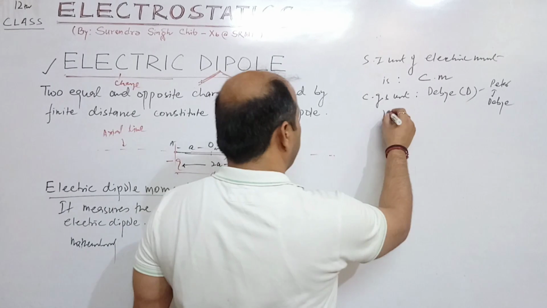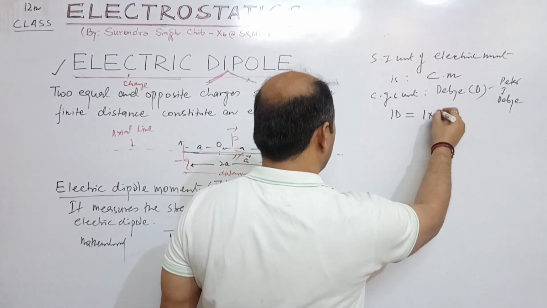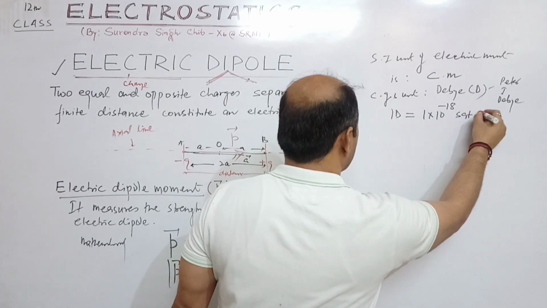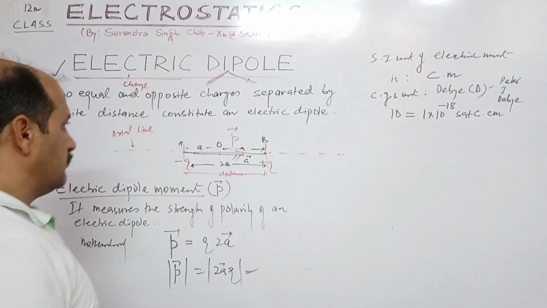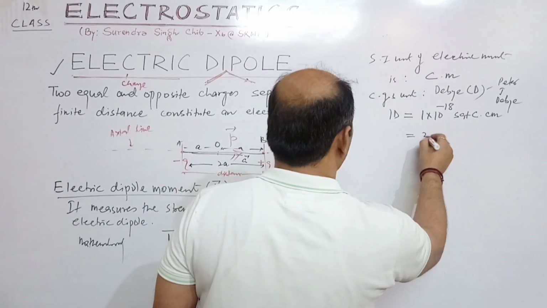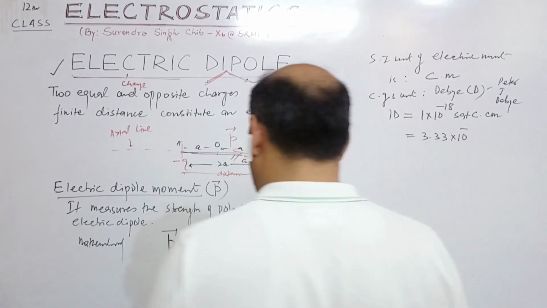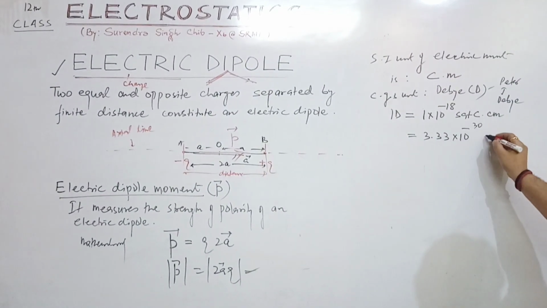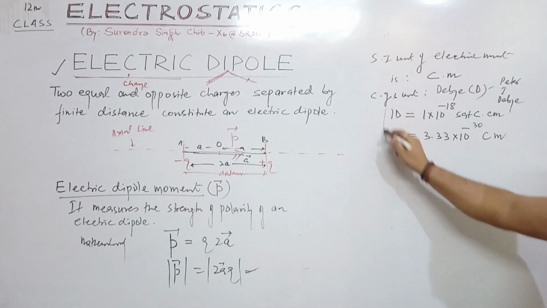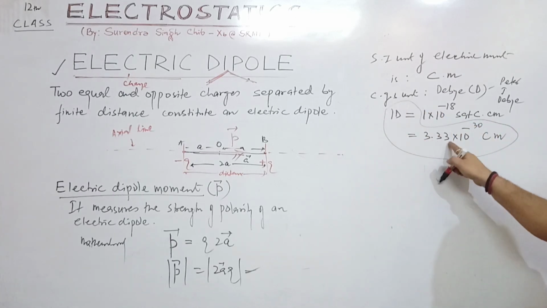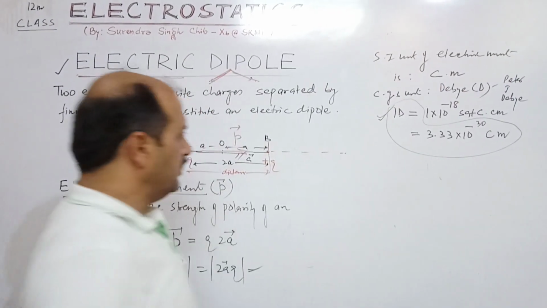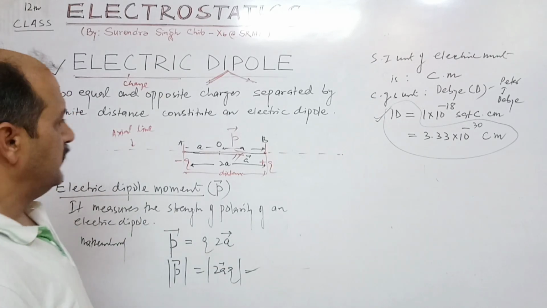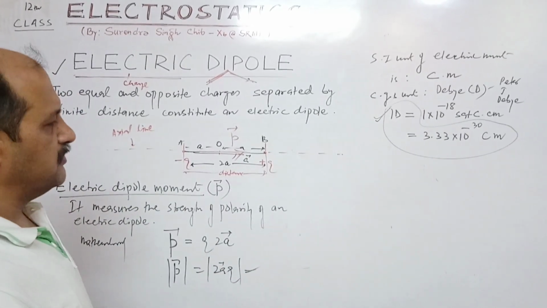And what is 1 Debye? 1 Debye is equal to 1 into 10 raised to the power minus 18 stat coulomb centimeter. Or you can say it is 3.33 into 10 raised to the power minus 30 coulomb meter. So 1 Debye is related to the SI unit with this formula, 3.33 into 10 raised to the power minus 30 coulomb meter. And Debye is in more use क्योंकि all these dipoles are atomic in nature. छोटे छोटे होते हैं, बड़े नहीं होते हैं, इनका separation distance बहुत छोटा होता है. And you can say in picometers.